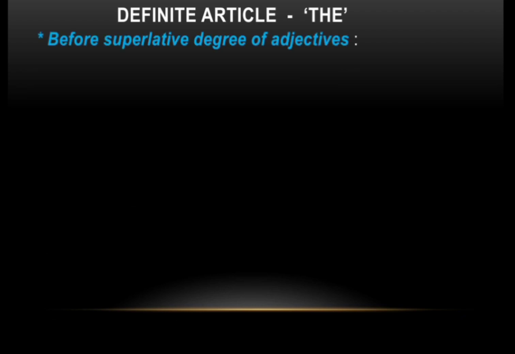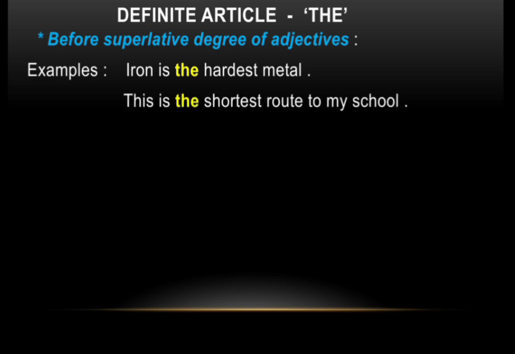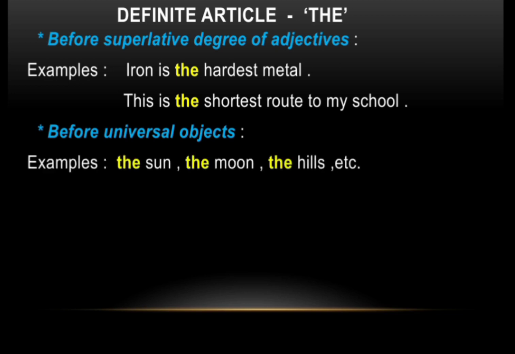Next, we use the before superlative degrees of adjectives. Iron is the hardest metal. Hardest is the superlative degree. This is the shortest route to my school. Shortest is the superlative degree. We use the before universal objects. Example: the sun, the moon, the hills, etc.